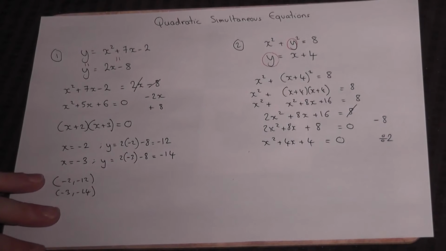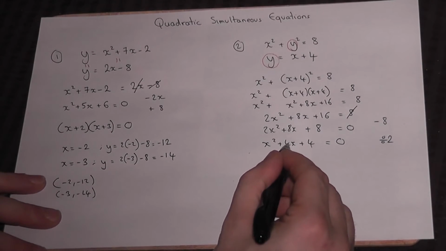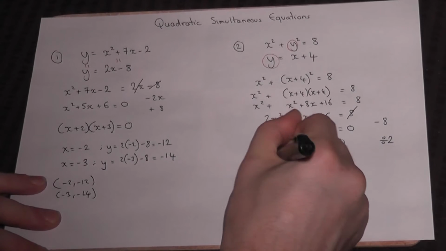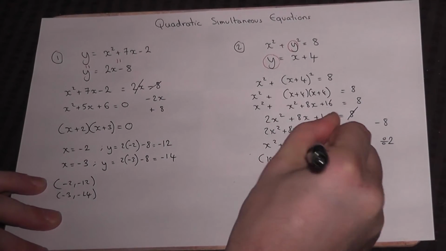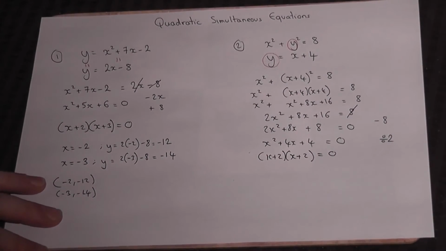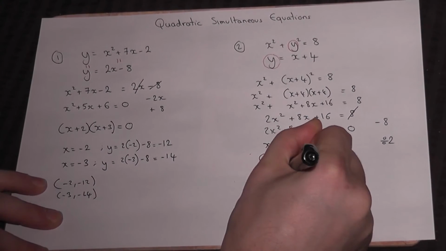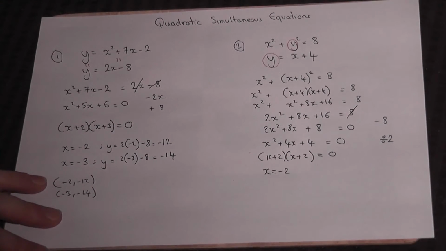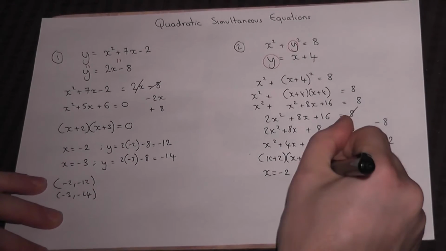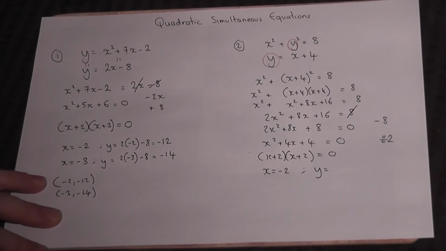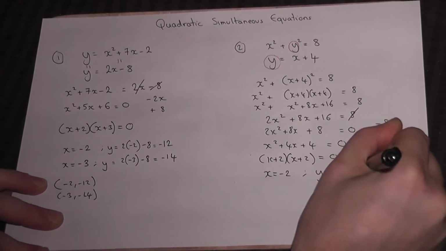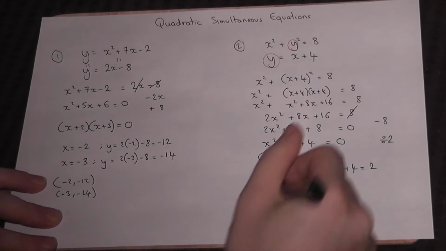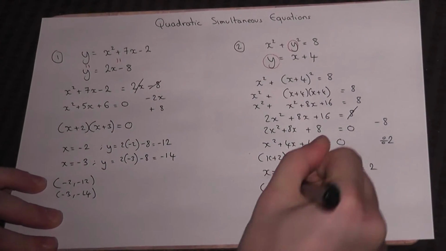This now factorizes. 2 times 2 is 4, 2 plus 2 is 4. So we get x plus 2, x plus 2 equals 0. And so the one solution is x must equal minus 2. Because minus 2 plus 2 is 0, and the same in that bracket there. Almost done. Y is equal to x plus 4, which is minus 2 plus 4, which equals 2. And the coordinate we're left with is minus 2, 2.